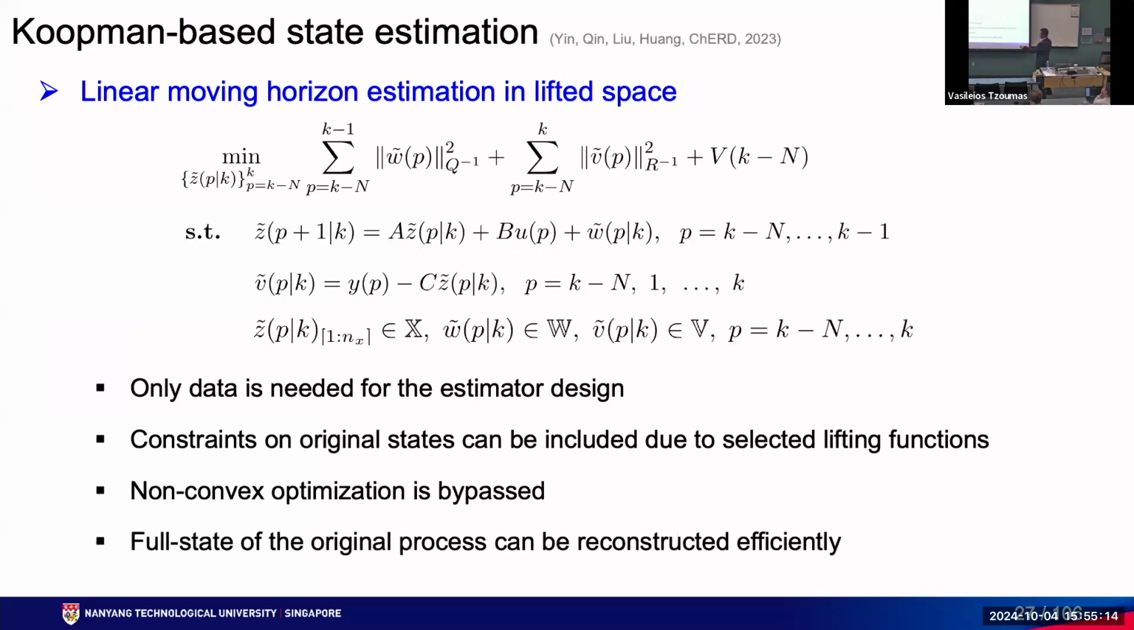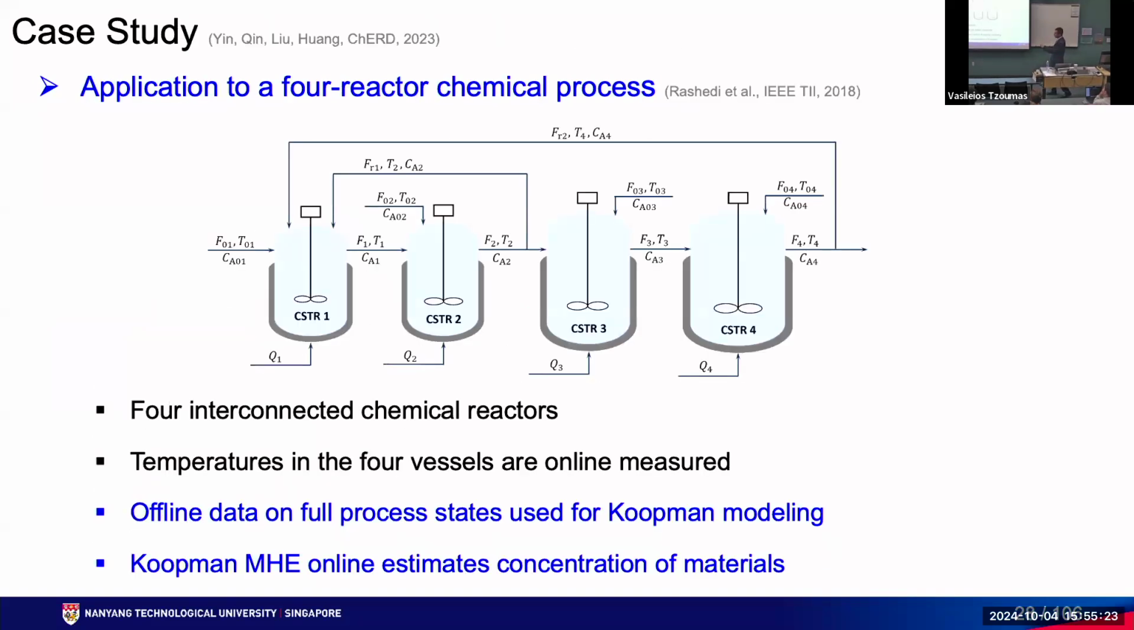Okay, so based on the Koopman model, we can formulate, of course, a linear moving horizon estimation scheme or linear MPC. I'll just skip the details. And I will use an example to illustrate how Koopman operator is applied here. Right, so Koopman theory is applied here. We can see the 4 interconnected reactors. So we do not need to consider too much about the background information.